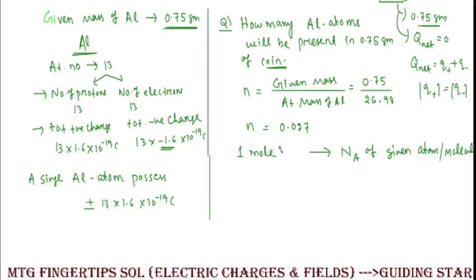That means one mole of any atom or molecule generally contains Avogadro's number, that means 6.023. कोई भी एटम या फिर हम उसका वन मोल अगर हम ले रहे हैं, वन मोल ऑफ द गिवन एटम अगर हम लेंगे तो उसमें कितना एटम्स रहेगा या फिर कितना मोलिक्यूल्स रहेगा, एवोगाड्रोस.